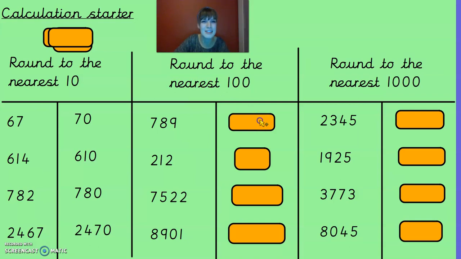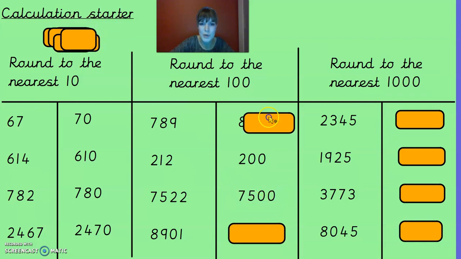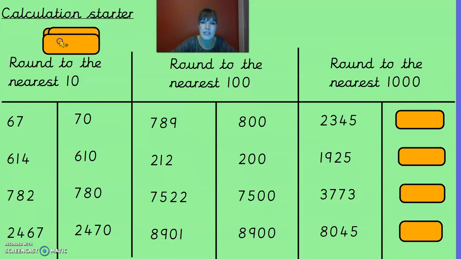789 rounded to the nearest 100 is 800. Goodness me, I can't get my words out. 212 rounded to the nearest 100 is 200. 7,522 rounded to the nearest 100 is 7,500, and you've got 8,901 rounded to the nearest 100 is 8,900.